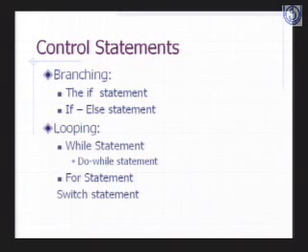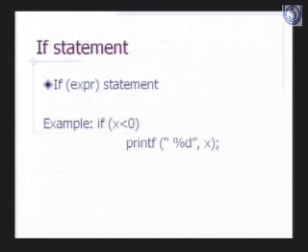One is the branching statements, and within the branching statements we have the simple if statement. The simple if statement is a mechanism wherein there is a condition placed in between the braces, and if it is true, the statement or statements can be executed. So if x is less than 0, printf %d comma x.